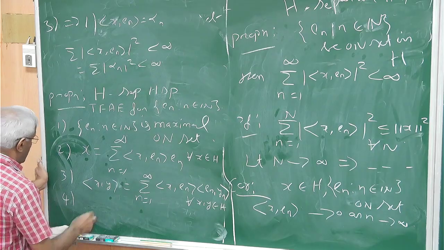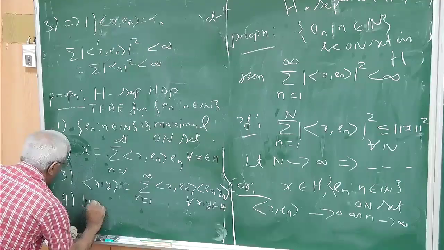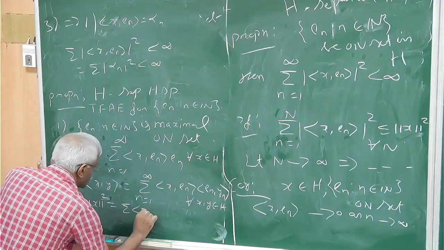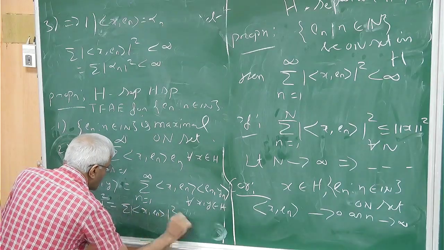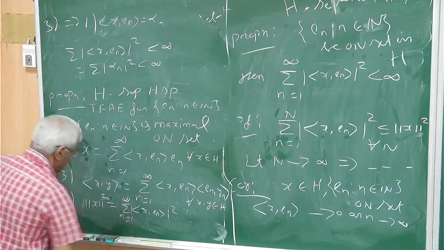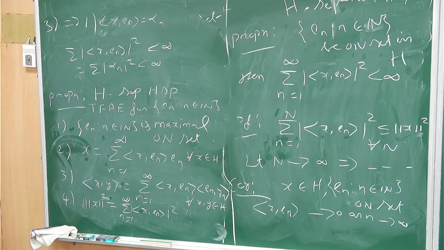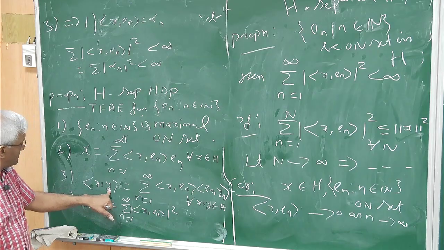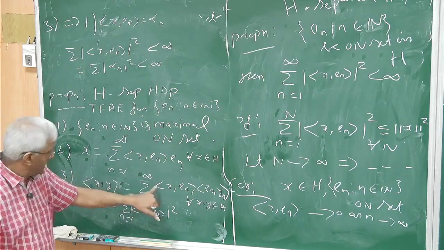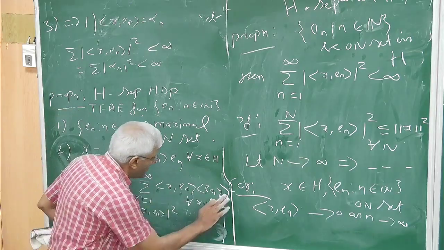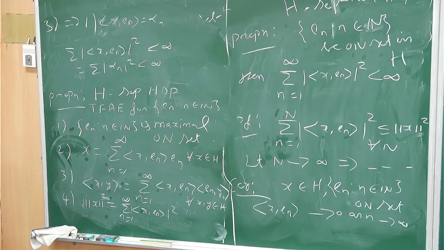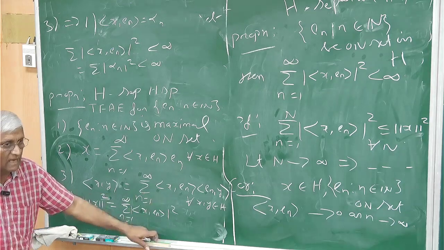Then four: the norm of x squared equals the summation of |<x, e_n>| squared, n equal to 1 to infinity, for all x in H. Here the inner product between x and y equals the sum over n from 1 to infinity of <x, e_n> <e_n, y>, for all x, y in H.